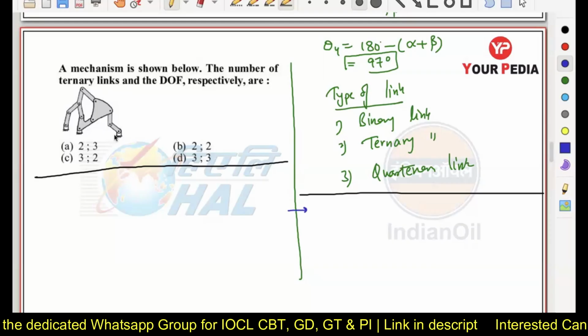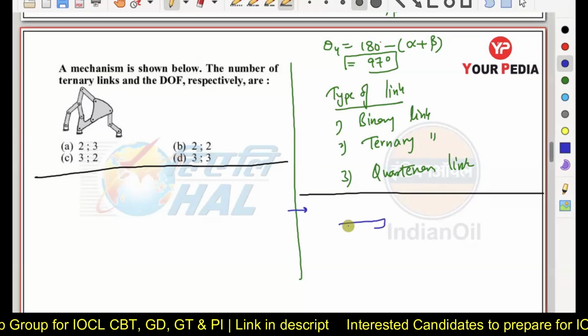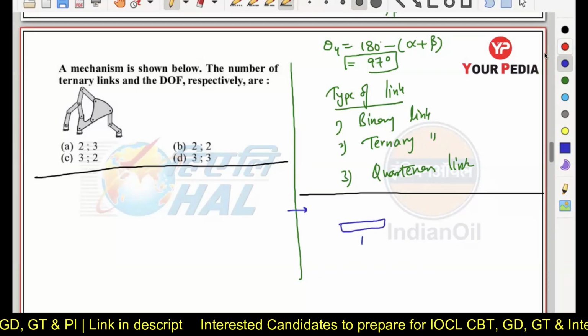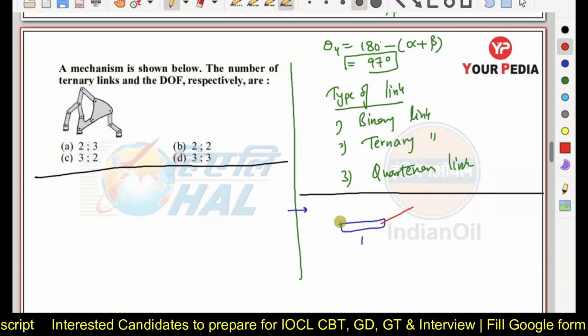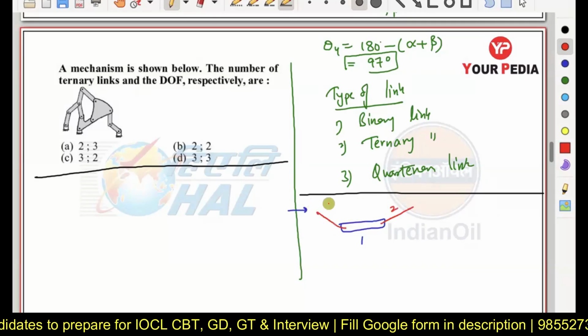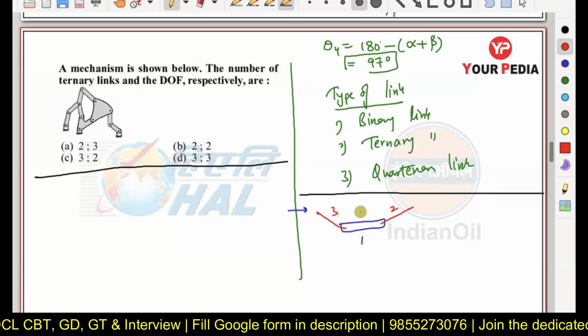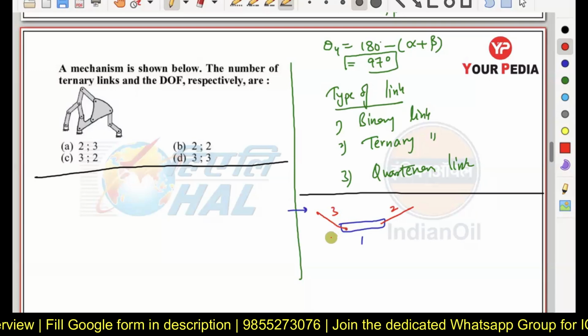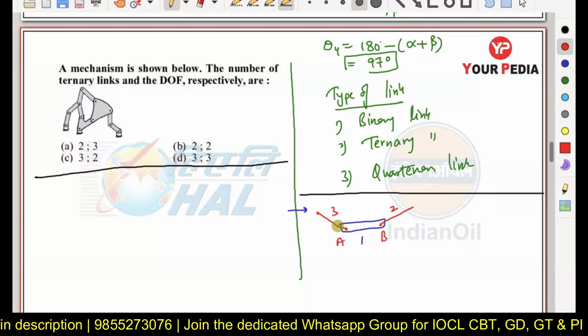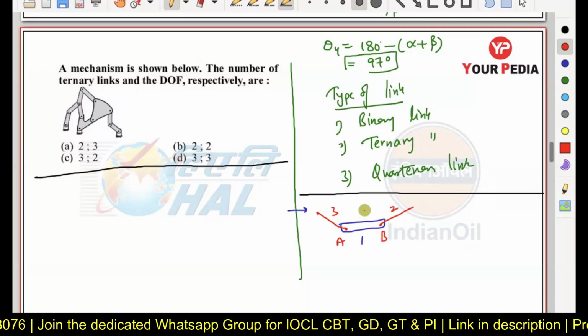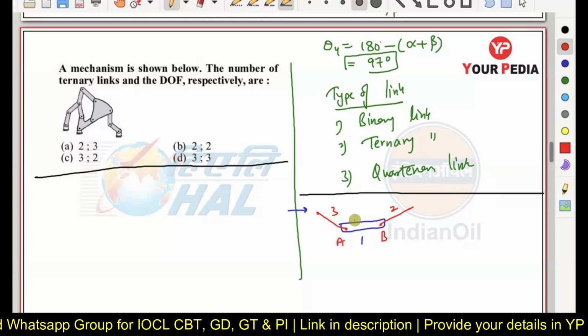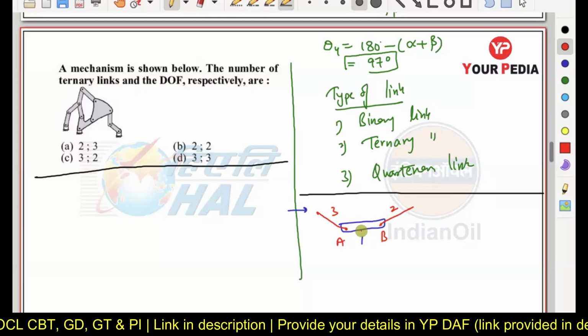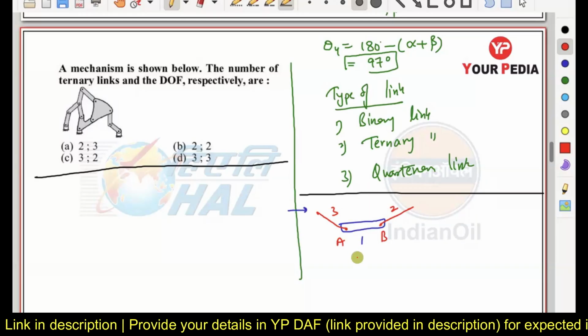Now just see what is the meaning of a binary link. Let us suppose you are having a single link here. If this link can be connected with other links at two different locations, like here you can see link number 2 and 3 are connected to link number 1 at particular locations A and B. So at point A and point B, only two links are connected, 1 and 3 and 1 and 2. So link number 1 acts as a binary link.